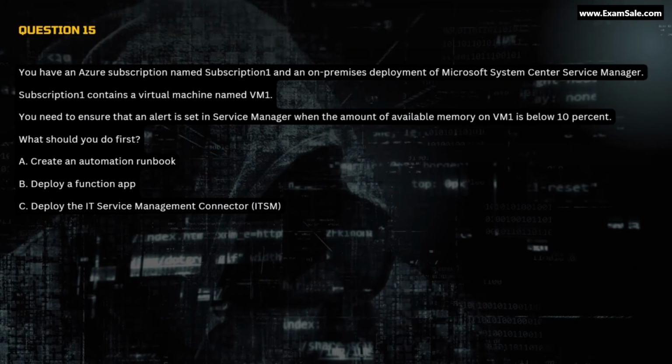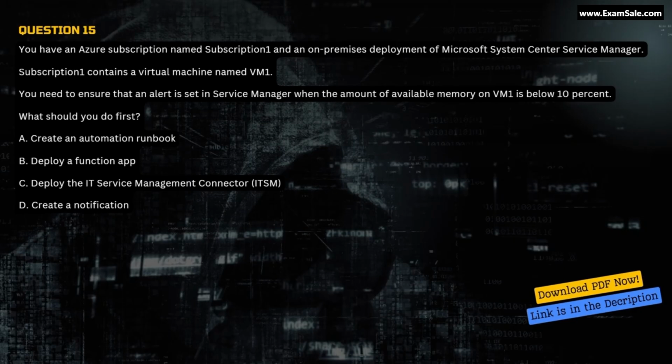Question 15. You have an Azure subscription named Subscription 1 and an on-premises deployment of Microsoft System Center Service Manager. Subscription 1 contains a virtual machine named VM1. You need to ensure that an alert is set in Service Manager when the amount of available memory on VM1 is below 10%. What should you do first?